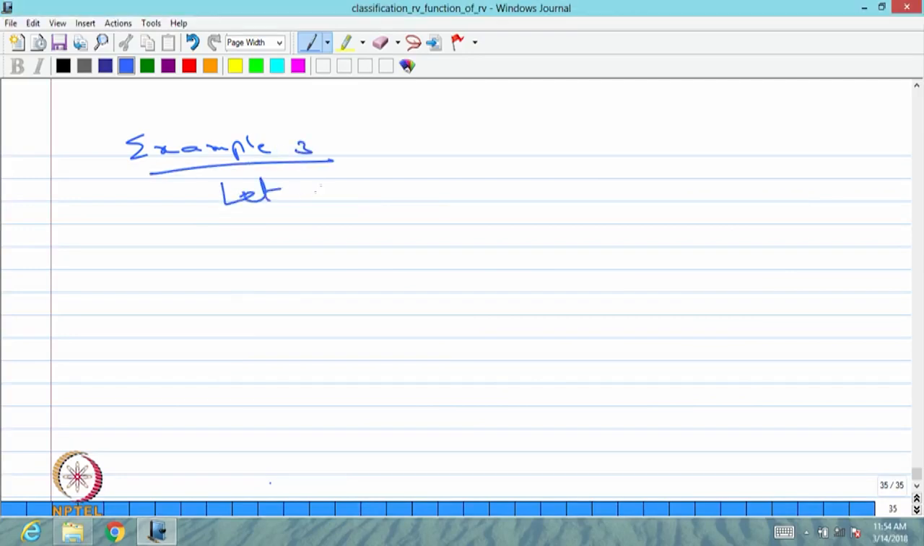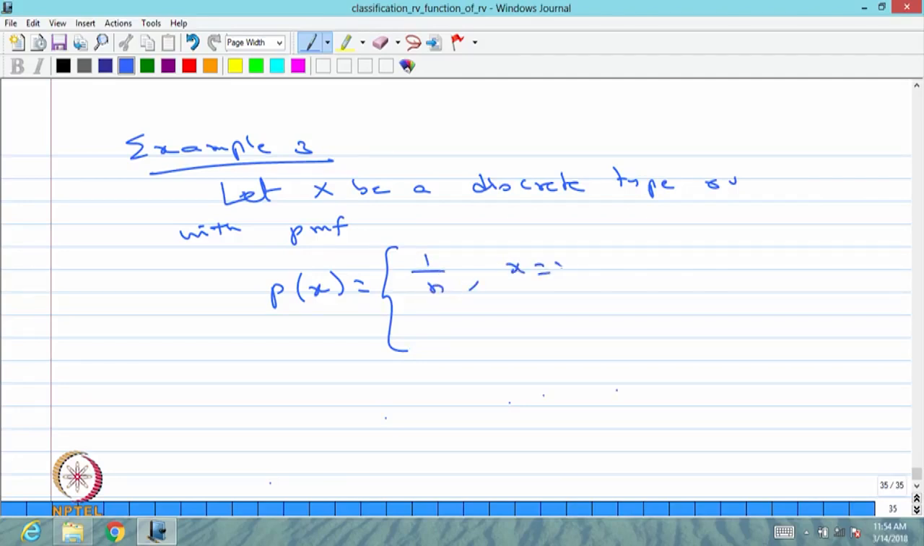Let x be a discrete type random variable with probability mass function given by P of x equal to 1 divided by n when x takes the values x 1, x 2, up to x n, and 0 otherwise. So, this is a probability mass function of a discrete type random variable with possible values x 1, x 2 and so on up to x n, and these could be positive values or negative values or 0 also. Now, we will find out whether the expectation exists for this one.